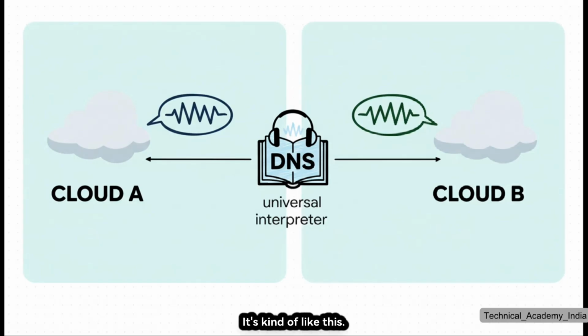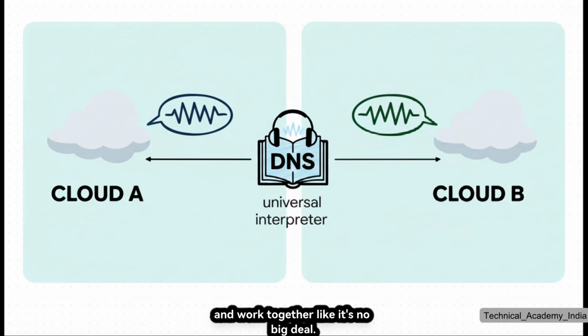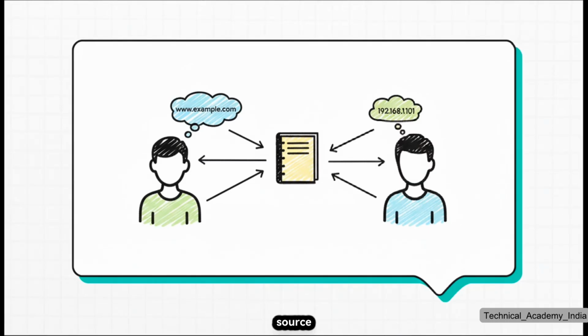It's kind of like this. Imagine Cloud A and Cloud B speak different dialects on their own that have a hard time communicating. But DNS acts like a universal interpreter. It creates a common ground that lets them chat and work together like it's no big deal. You know, the source material puts it in a really simple but powerful way. By translating between all these huge, complex systems, DNS basically helps them become friends. It just lets the whole digital world cooperate.